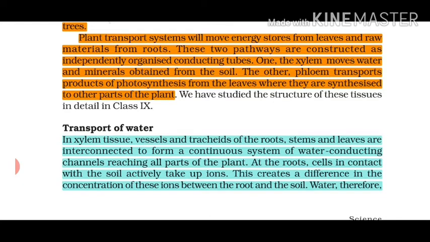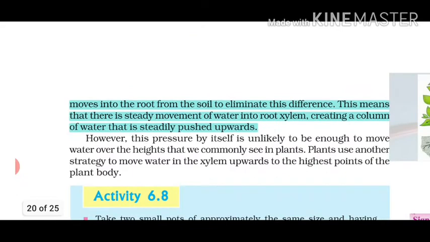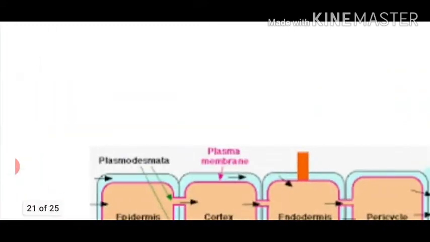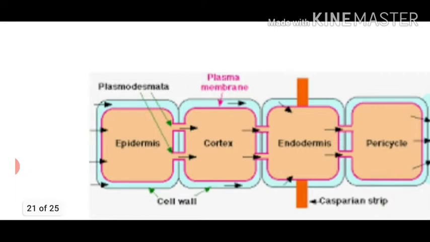In xylem tissue, vessels and tracheids of roots, stems and leaves are interconnected to form a continuous system of water conducting channels that reach all parts of the plant. At the roots, cells take up ions, which creates a difference in pressure. To eliminate this pressure, water moves into the root from the soil. So there is a steady movement of water from soil to epidermis of root hair, then into cortex, then endodermis, pericycle, and then to xylem of the root.